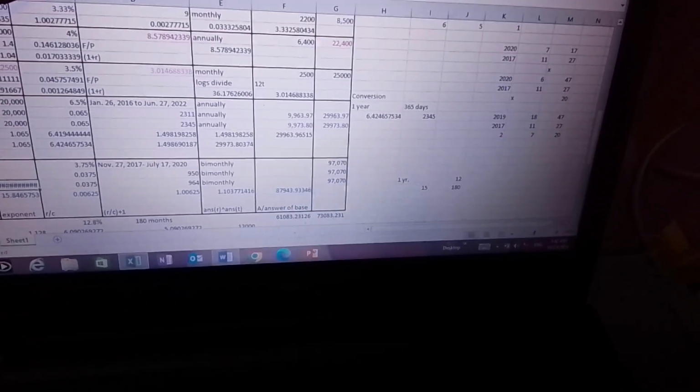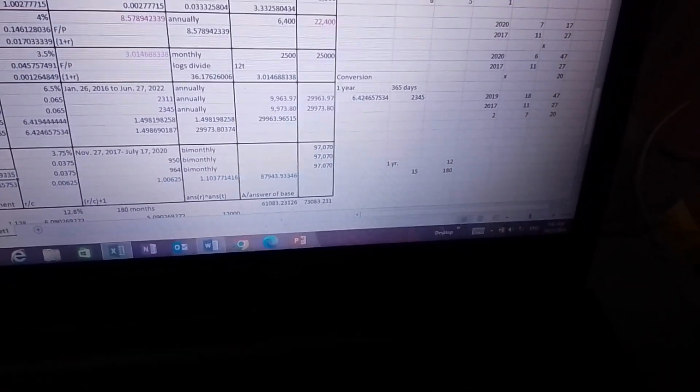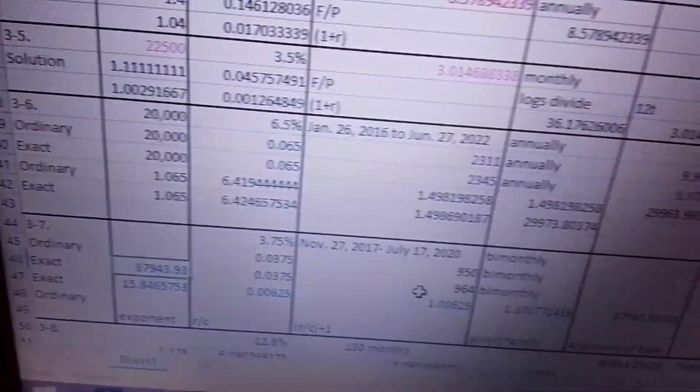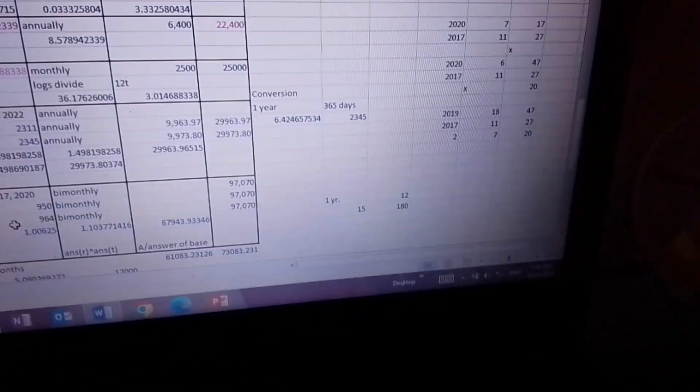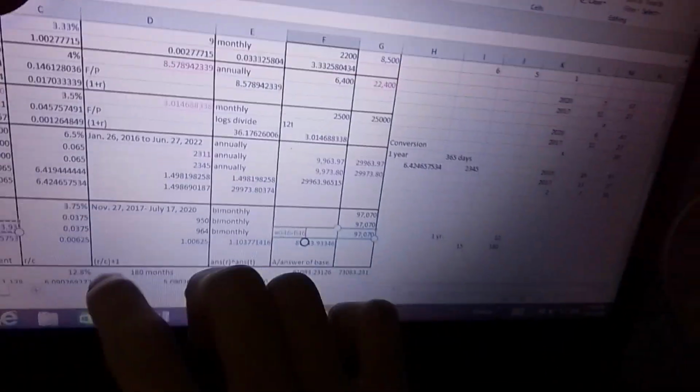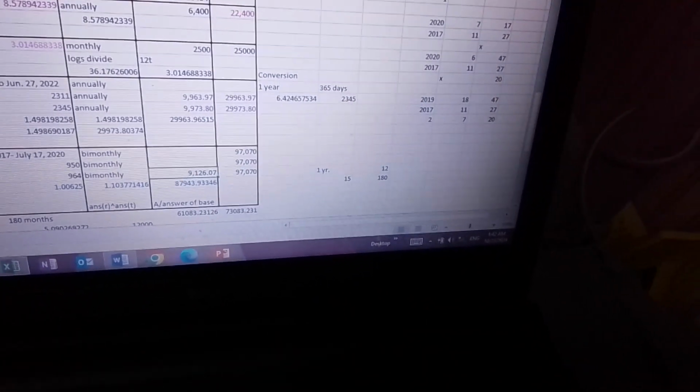And then we need to convert that into decimal. So we need to put it 2 places to the right. So it's 87,943.93 cents. And then to get the interest, it's very easy. Just subtract the future amount minus the principal, and you get this answer. Shift the decimal place.